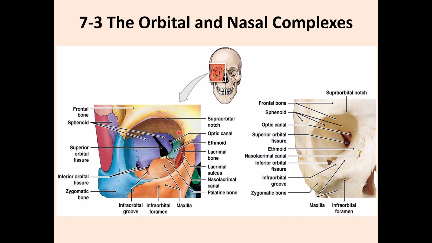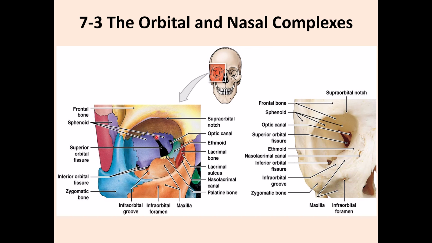Now let's talk about the orbital complex. It has different walls. The superior part is made by the frontal bone. This is the frontal bone, this area is the supraorbital margin, and this is the supraorbital notch. The posterior part is made by the sphenoid, which contains a lot of structures. One is the optic canal, which the optic nerve passes through.